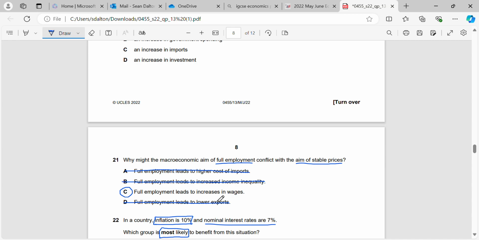Okay, and why would it lead to an increase in wages? Because if everybody has a job, it becomes harder to replace people when they want to leave that job. So if you think about everybody in the country has a job, Tom leaves his position as a doctor, it becomes extremely hard to replace Tom and find another doctor. Therefore, we have to start increasing the wages to incentivize people to come and take that job. So what's that going to do when the wages increase? That's going to cause inflation, so it's going to conflict with the aim of stable prices.